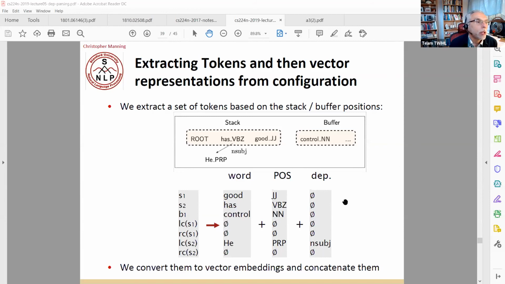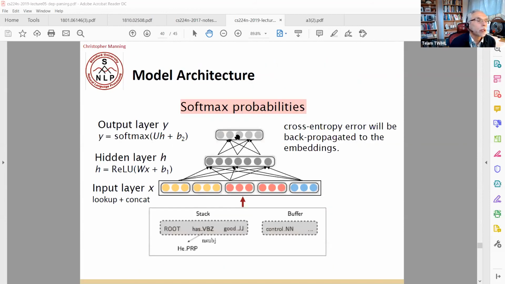Okay, moving on. Model architecture. So this is his neural network architecture. Here again is the 3 times D embedding for, sorry, no, this is the stack, this is the buffer. And the input layer.